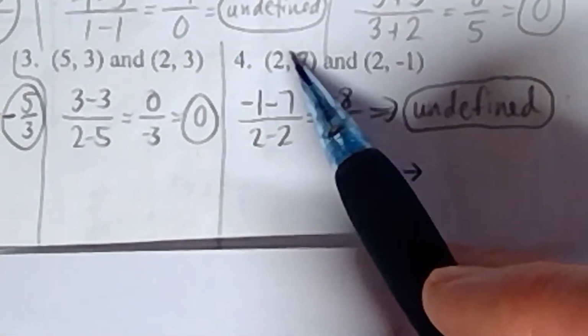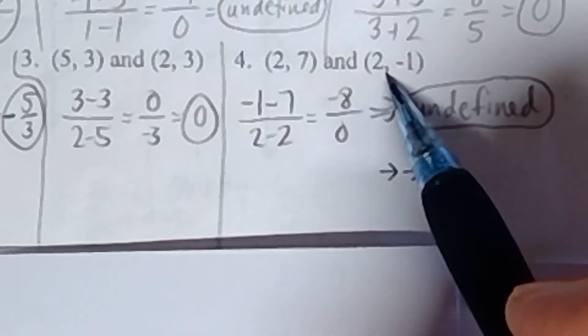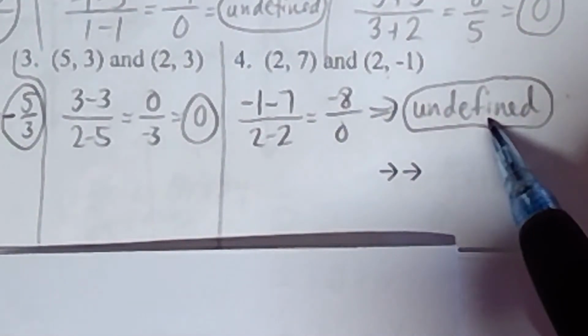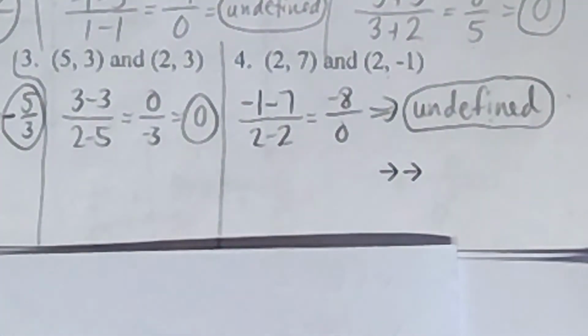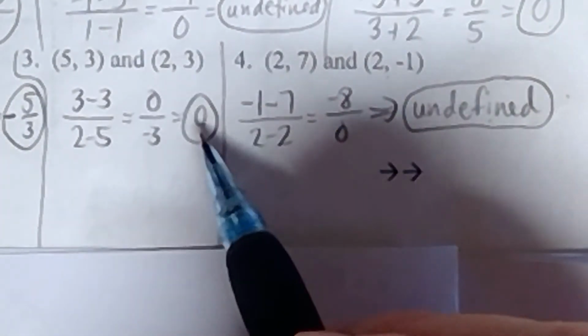So if I were to graph this thing, it would be a vertical line, wouldn't it? Because undefined slope is always vertical. It's always a vertical line. The 0 slope is always horizontal.